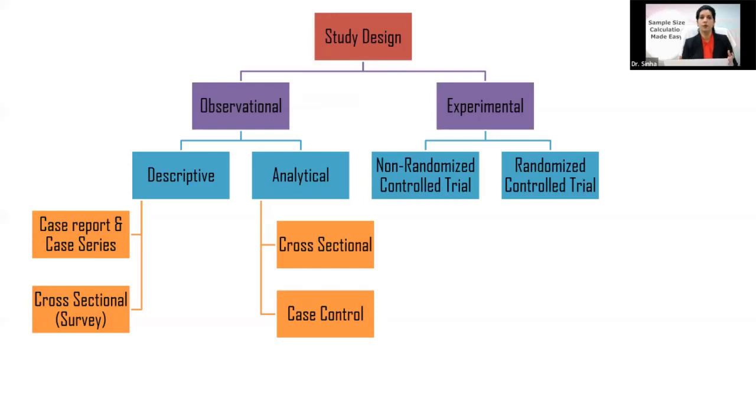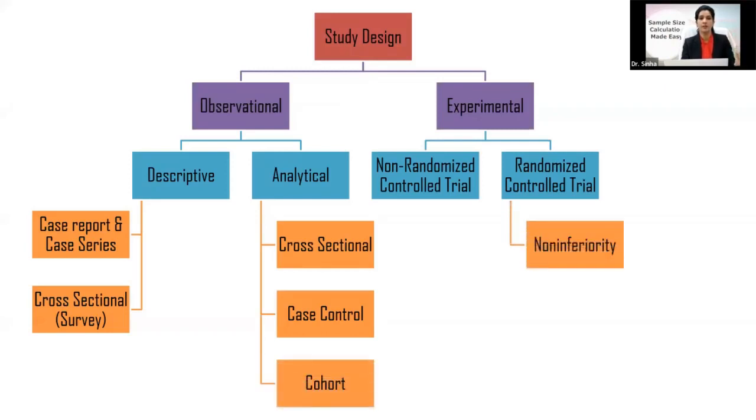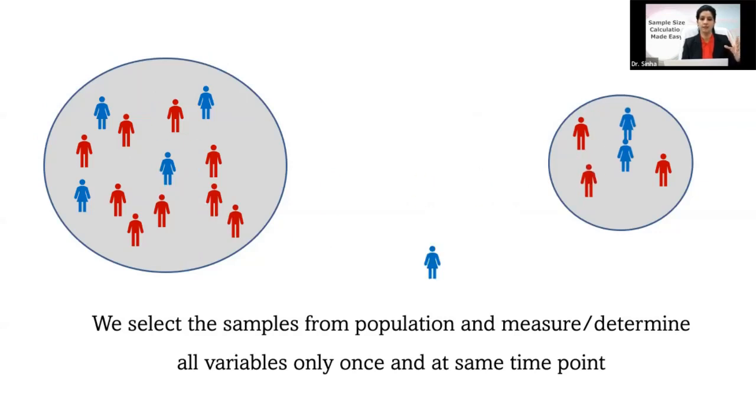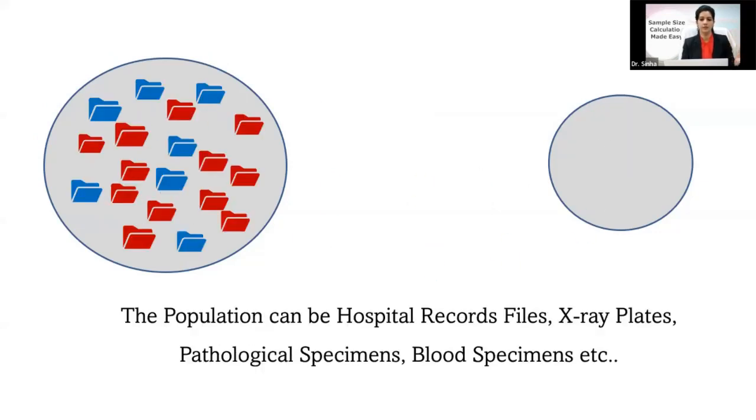Whenever you measure the outcome and the risk factor simultaneously in one snapshot, we call it an analytical cross-sectional. So in analytical cross-sectional, you select the sample from a population and you determine all the variables only once, at the same point of time. And then you see the association.